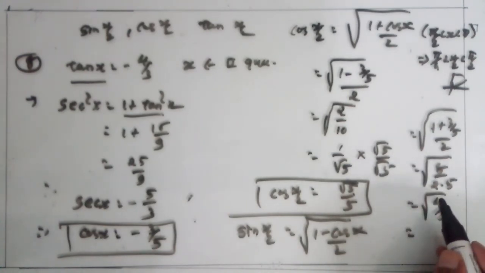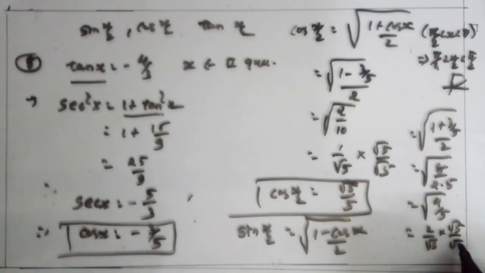So it is equal to, square root of 4 is 2 upon root 5, multiplying by the conjugate root 5 upon root 5. So it becomes 2 root 5 upon 5. This becomes the value of sin x by 2. Clear?